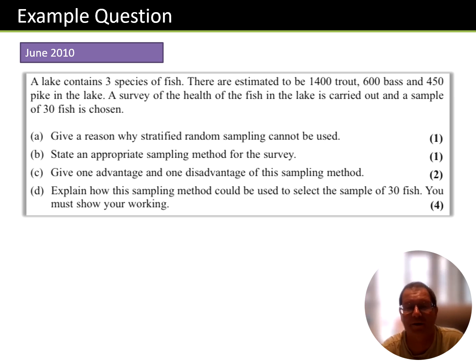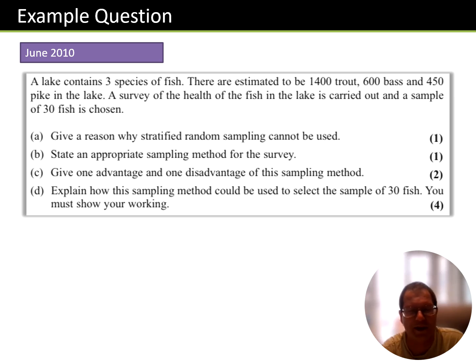A survey of the health of the fish in the lake is carried out. So if we dredge the lake and kill them all, that's not going to be very good, is it? And a sample of 30 fish is chosen. Part A, give a reason why stratified random sampling cannot be used. I've already said that's basically because we want to use strata, but we haven't got a sampling frame. Part B, state an appropriate sampling method for the survey. If you can't do stratified sampling, you're going to have to choose one of your non-random methods, and quota still divides them into groups. So that's what I would go for. Part C, give an advantage and disadvantage of this sampling method. Well, we've already seen that on the previous slide. You've got it written down.